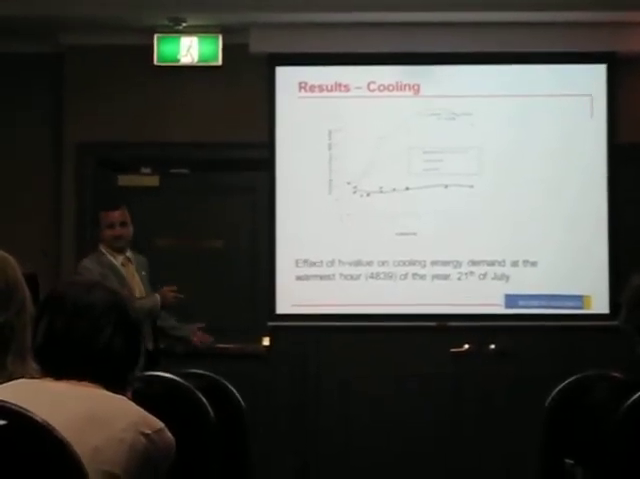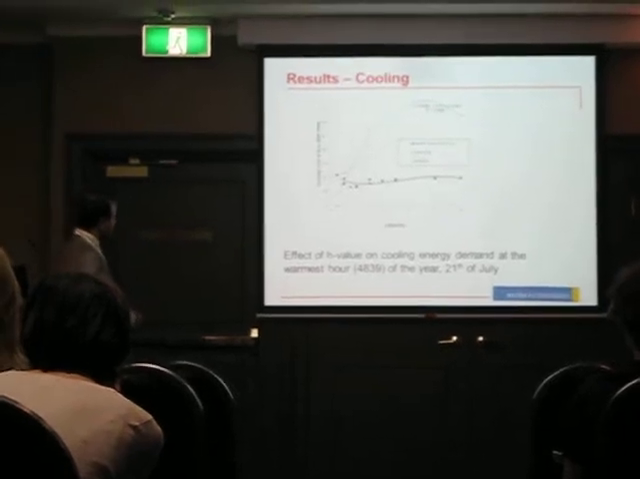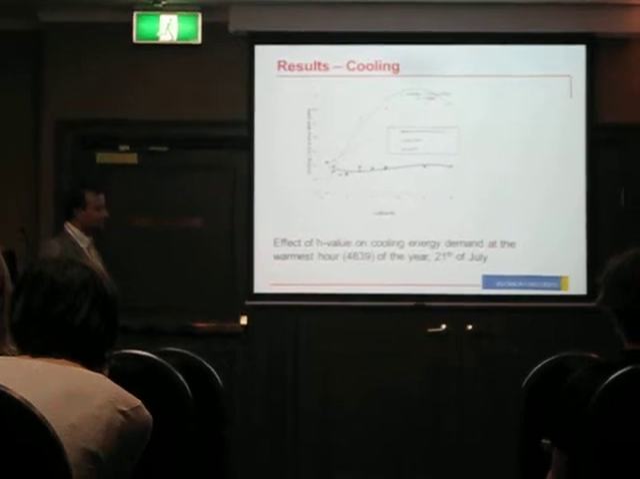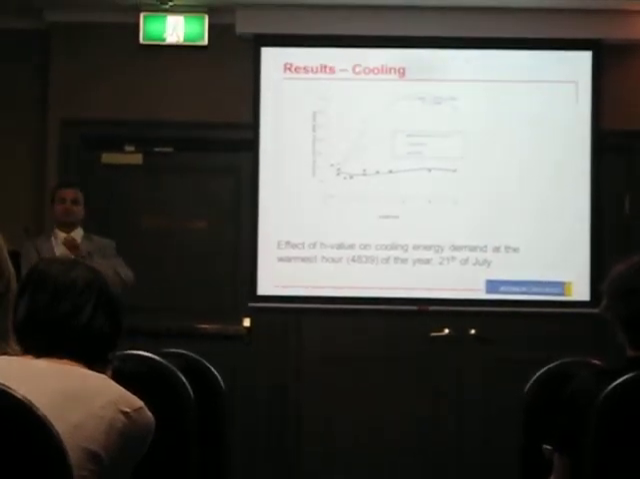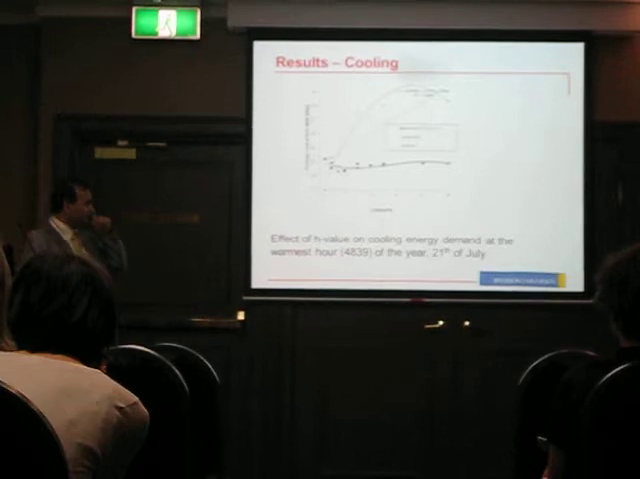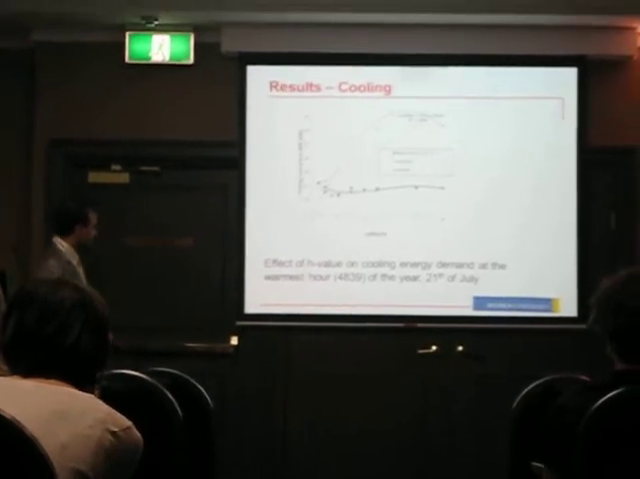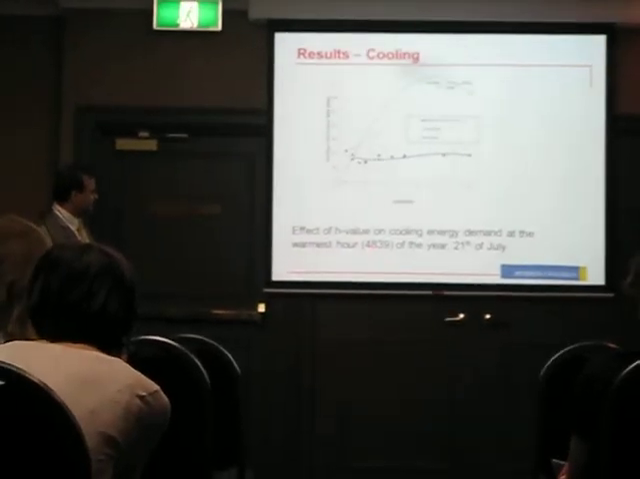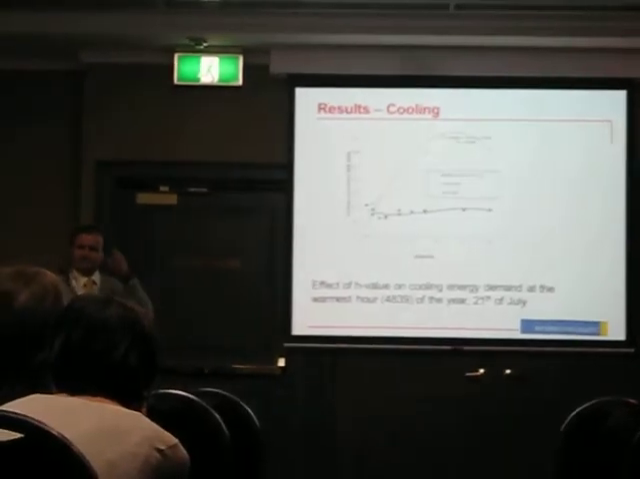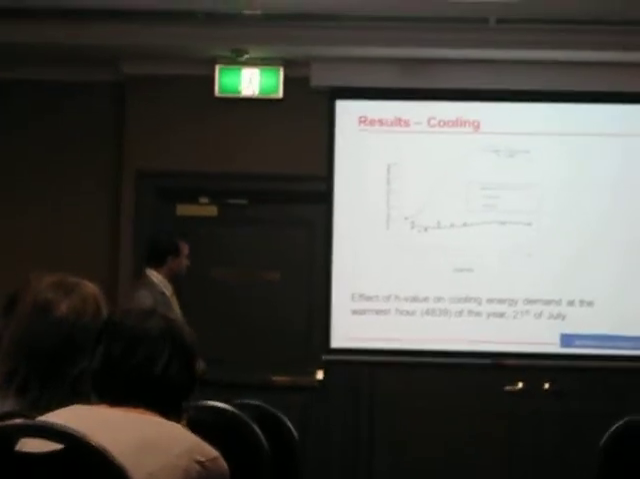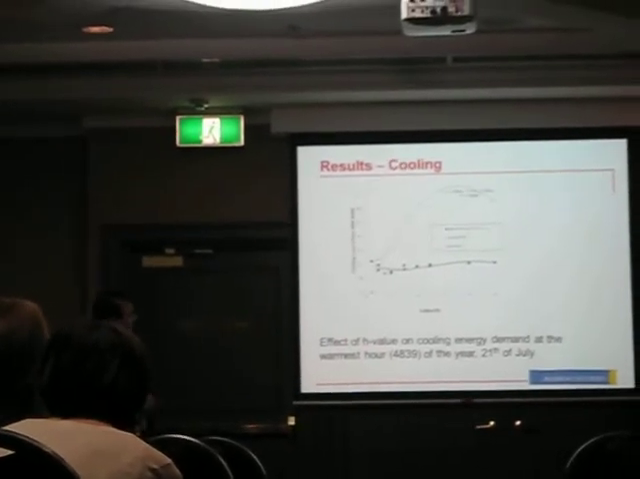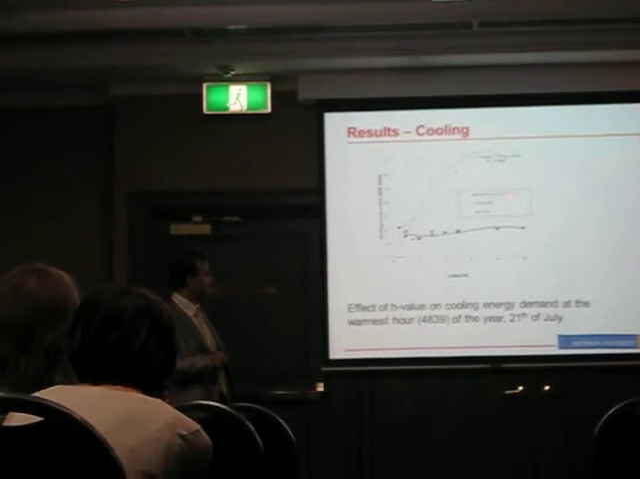So, back to the result right now. What's the result? The effect of H value on cooling energy demand. In Toronto, mostly we have heating, but sometimes cooling is important, not always, and it happened at over 4,839 hours. I guess it's somewhere in August. Yeah, no, sorry, it's here.